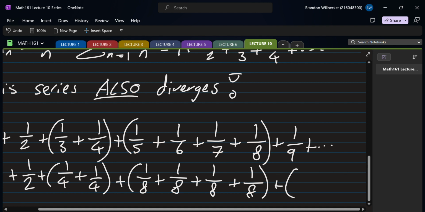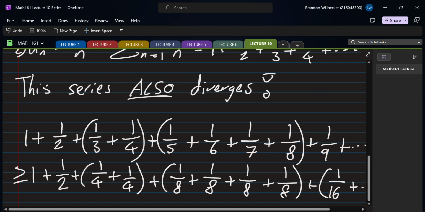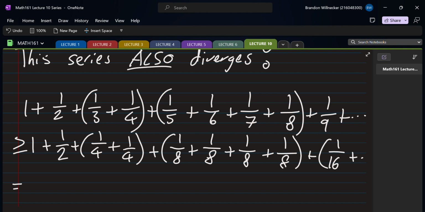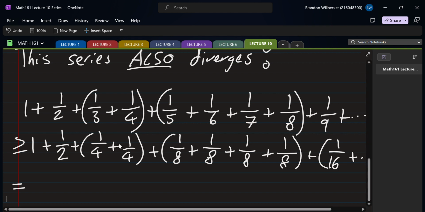Then for the next lot, I'm going to replace with 1/16 all the way down, and then it goes on like that with these powers of 2. Okay, so now we've got a new series which is smaller than the original. So each term here is smaller: 1/8 is smaller than a fifth, 1/8 is smaller than a sixth, 1/8 is smaller than a seventh. So each of them are, in fact, smaller.